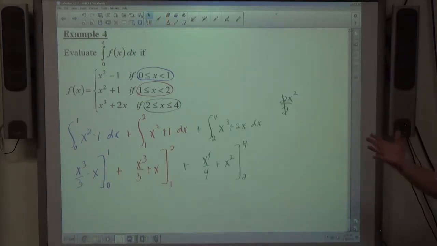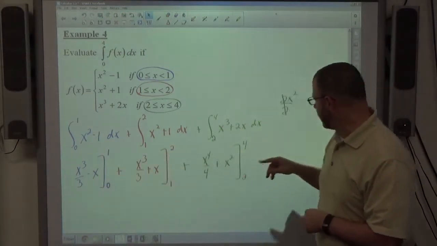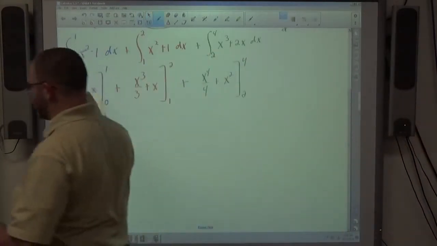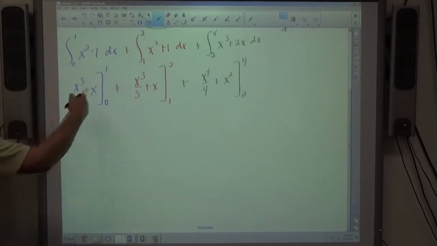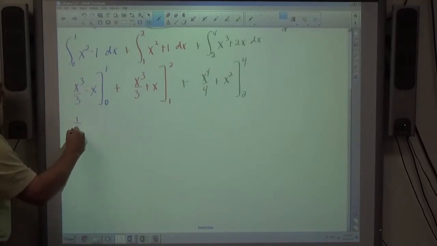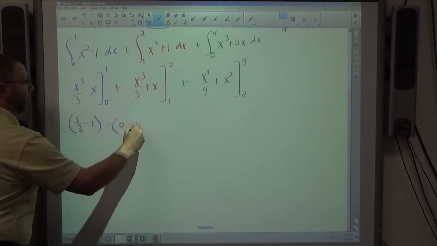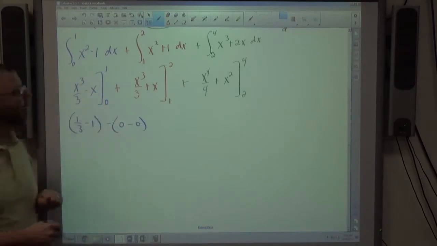Right. So at this point, once I've got all the antiderivatives evaluated, and I got my nice little notation here with this little bracket with the 1 and the 0 and the 2 and the 1 like that. If you recall from yesterday, what that means is that we're going to evaluate this blue function first at 1, then at 0, and subtract. So I'm going to put in 1 for x's. I'm going to get 1 over 3 minus 1. I'm going to subtract 0 minus 0. So I'm putting the top number in first, the bottom number in second when I do that.